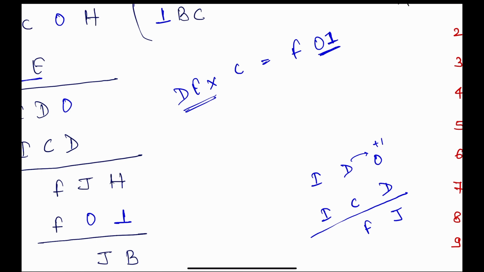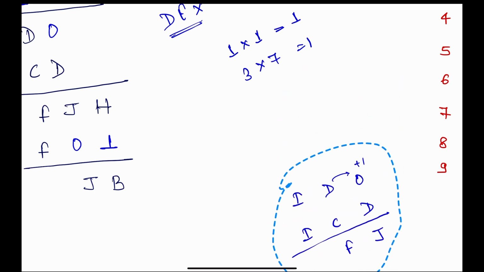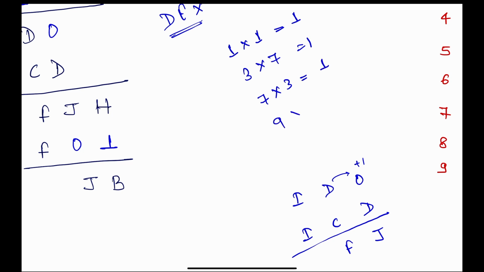So which number do I multiply to get the value 1? There could be, if you multiply any one digit, 1 into 1 I will get 1. Then 3 into 7 I will get 1. And moving on to the next one, 7 into 3 also I will get 21. Again the same thing. 9 into 9 I will get 1.